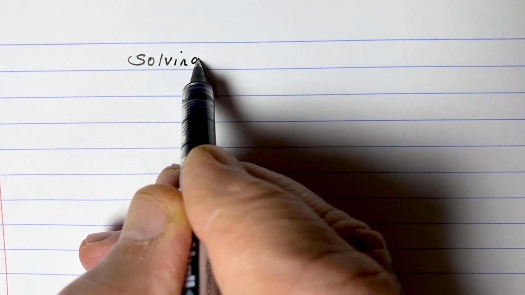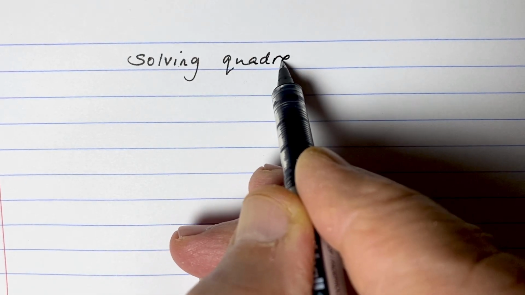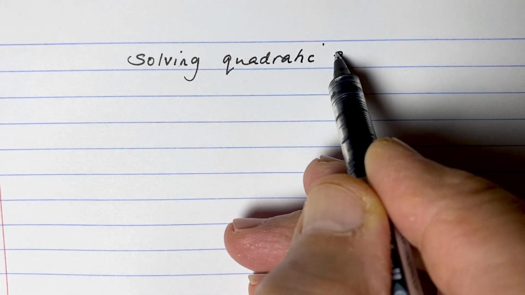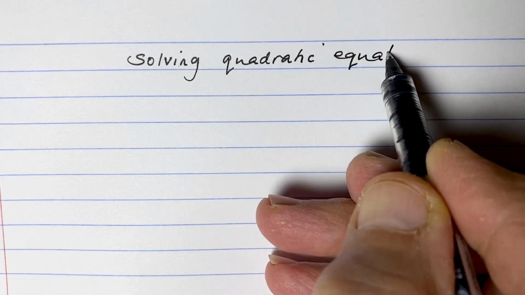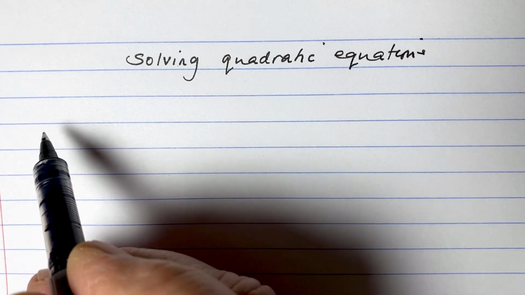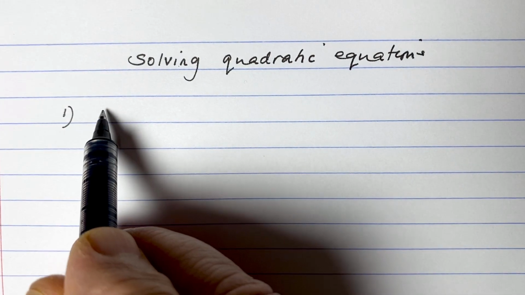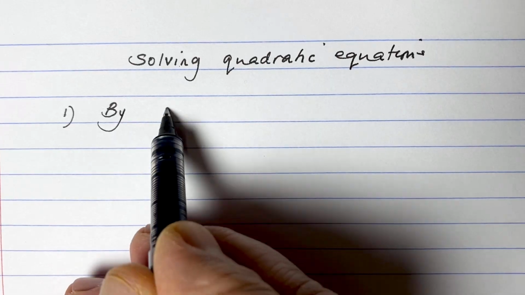Solving quadratic equations. There are four methods of solving quadratic equations. One, by factorization.